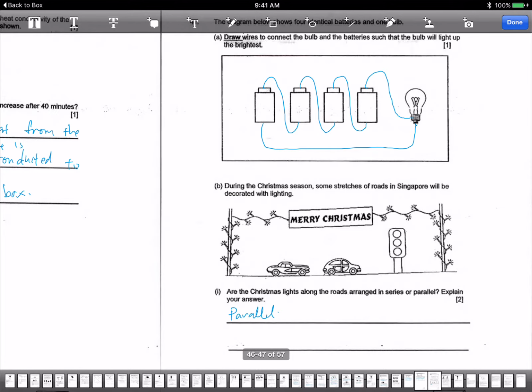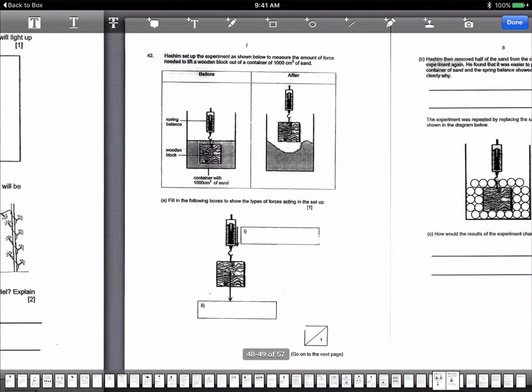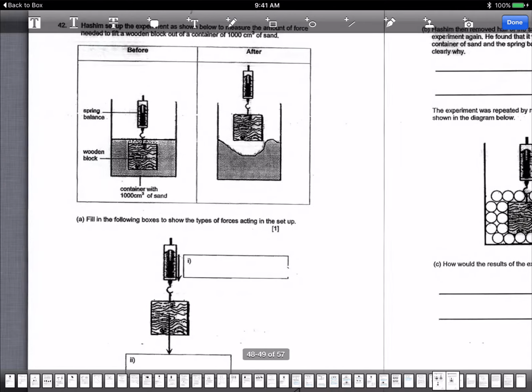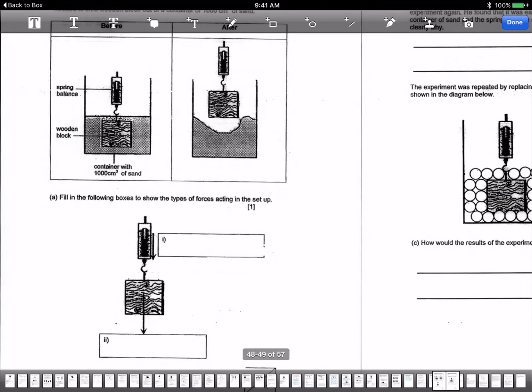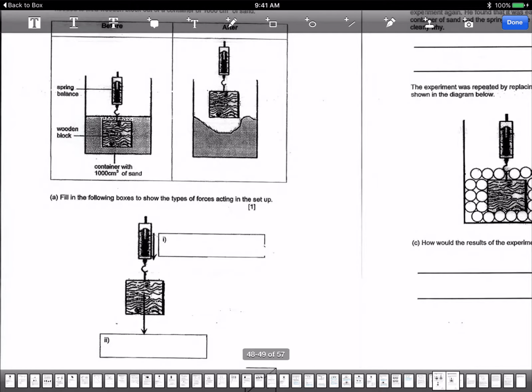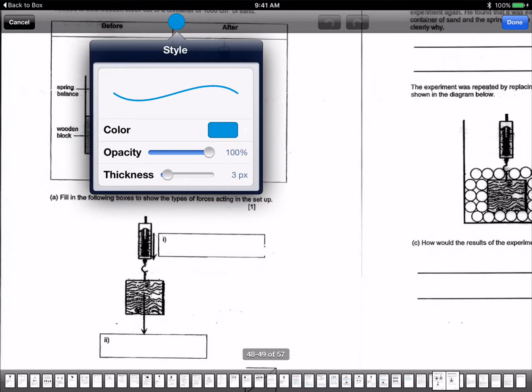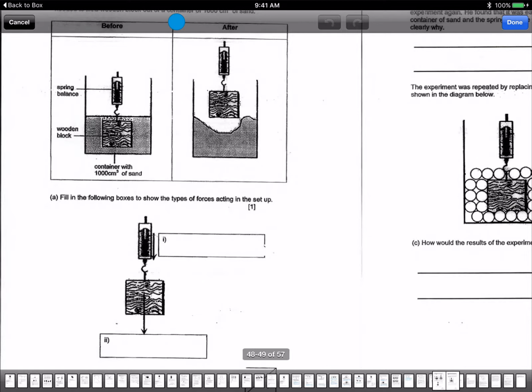Oh, 5 minutes. Yes, any question? No. Okay, next one. Fill in the following boxes to show the types of forces acting in the setup. Whose turn is it? Nobody knows. Then it's your turn. Come, Sean. No. Never mind, Sean. Quick. Ladies first. Yeah, thank you, John. Okay, come, Ashley.